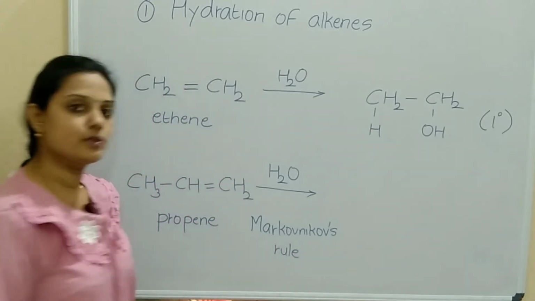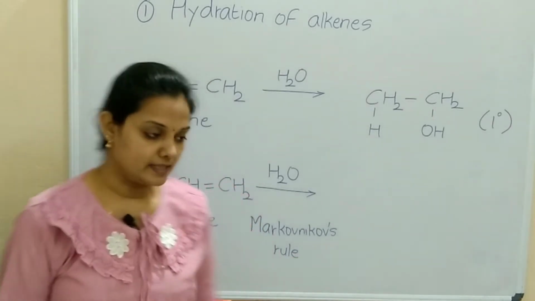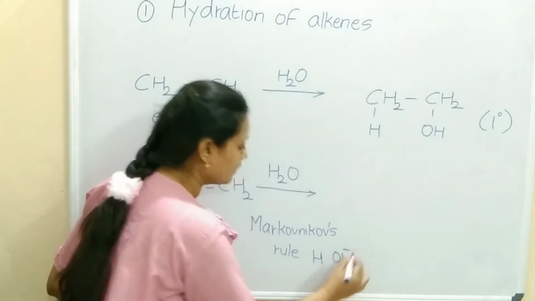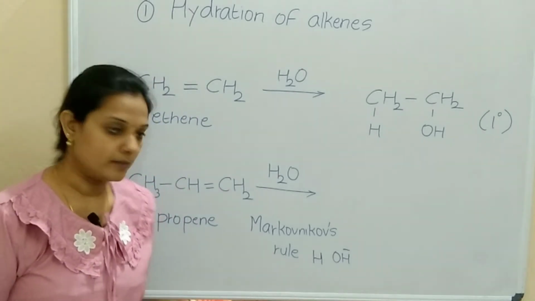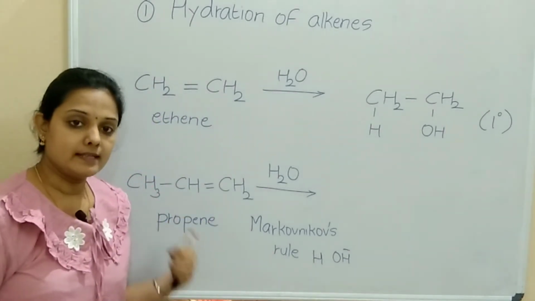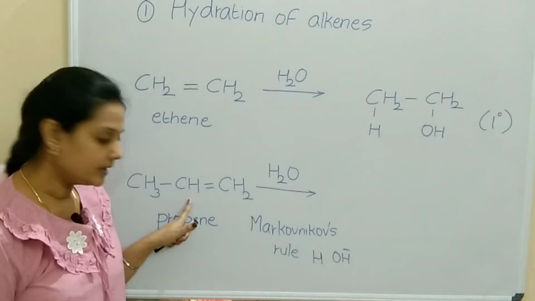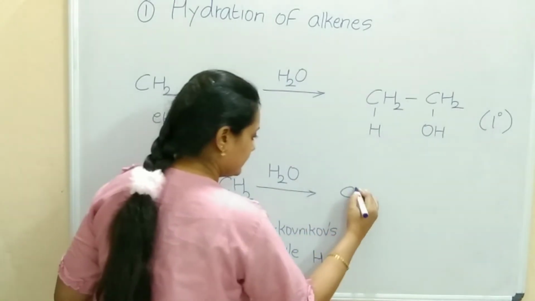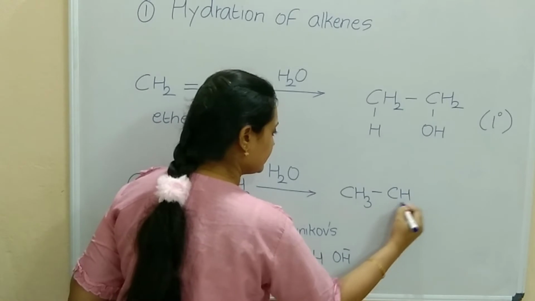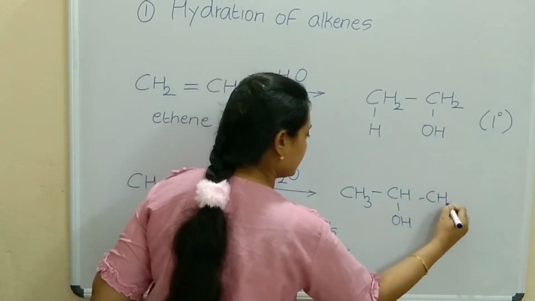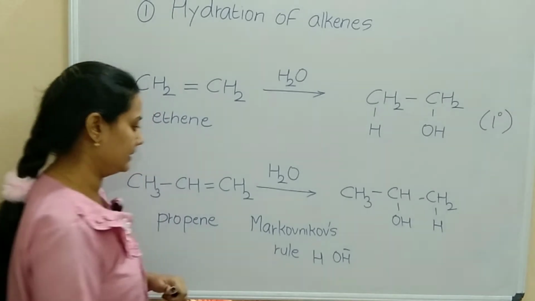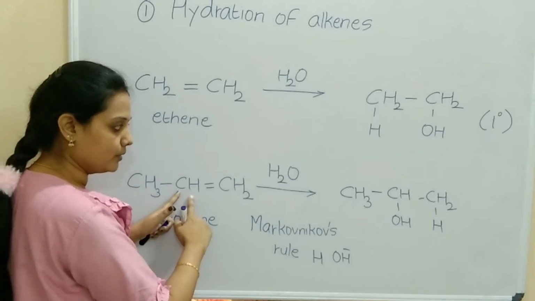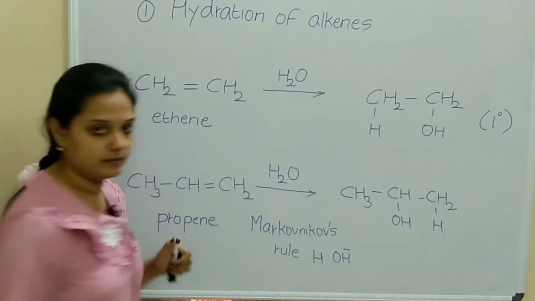And what is Markovnikov's rule? The negative part of the reagent, water here, that is OH minus, will attach to the carbon of the double bond which has less number of hydrogen atoms. Right, so here OH will attach to the second carbon. So the product will be CH3, CH, OH and CH2. Here H will be attached. Correct? The negative part will attach to the carbon having less hydrogen, and hydrogen to the other one.